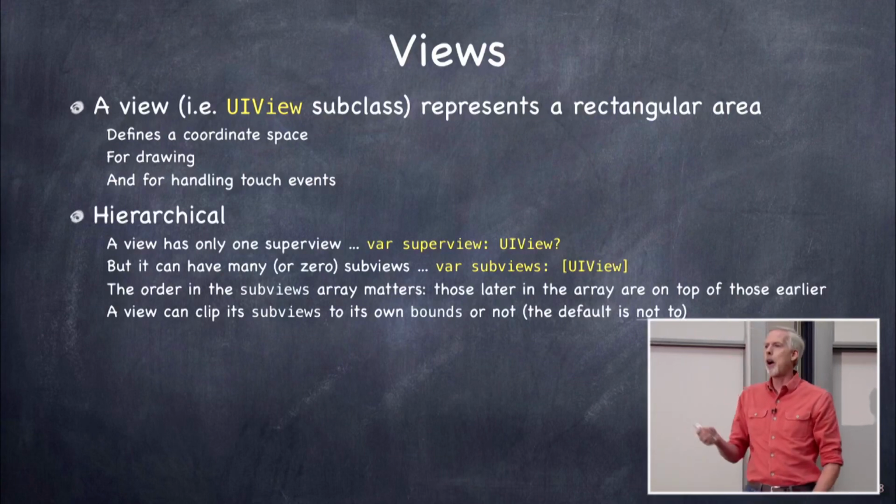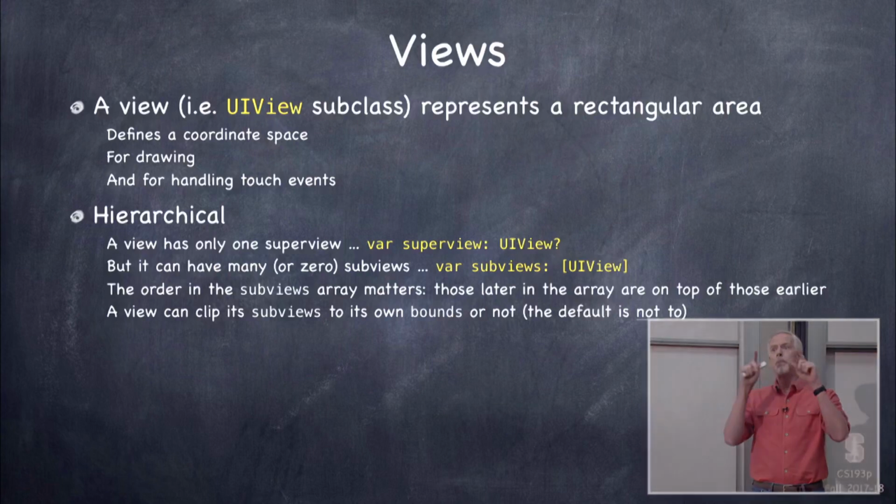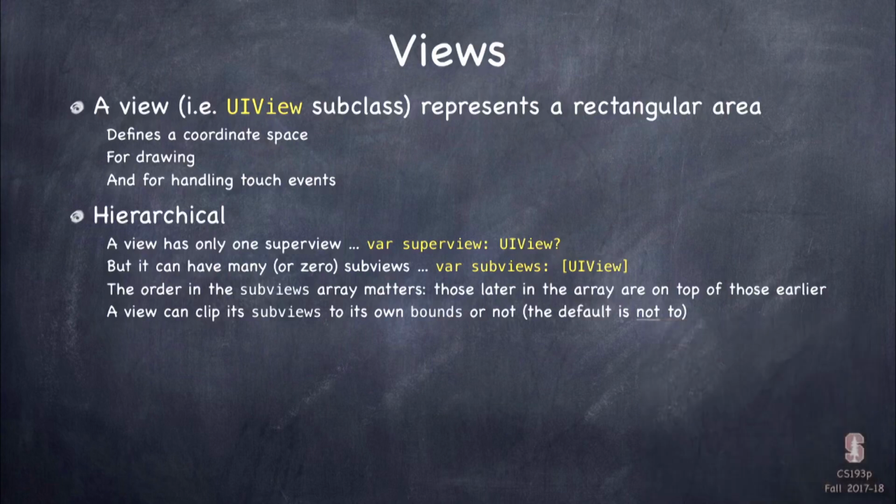And you saw this with Concentration. We had that top level view, which was black. And then inside that, we had a stack view, remember that? So that was another view. Inside that stack view were 3 more stack views. Inside those 3 stack views were 4 card buttons. Those were UIButtons, right? Plus you had other views like your new game button, score, flip count. Those are all views, and they are all in a hierarchical representation.